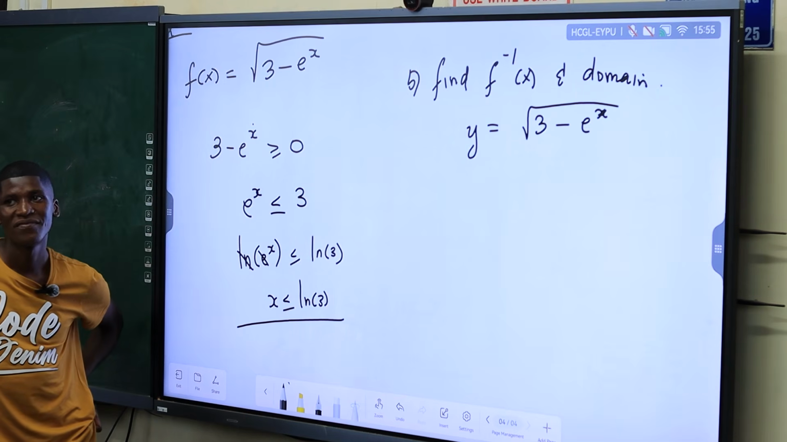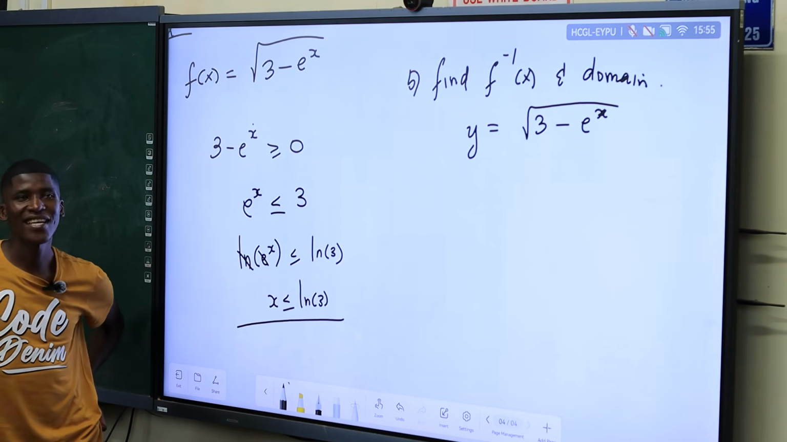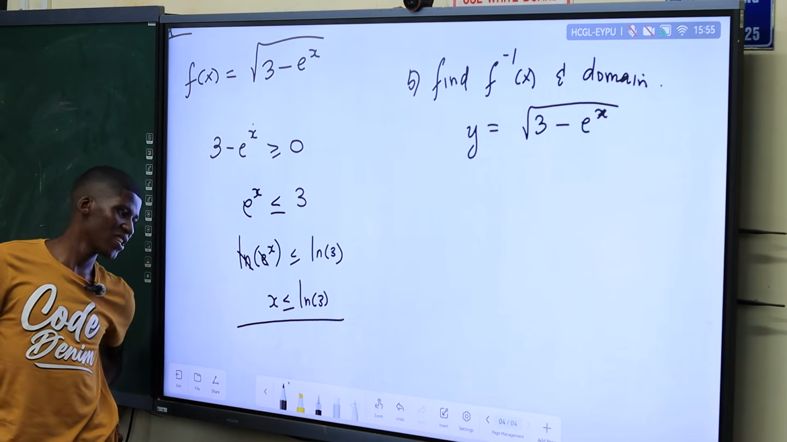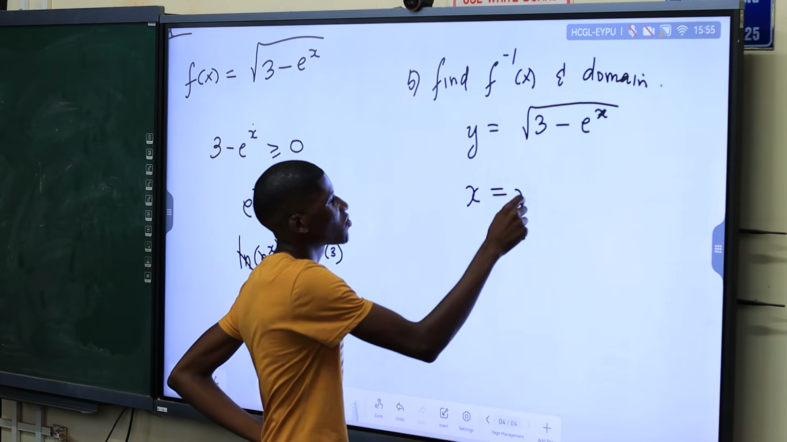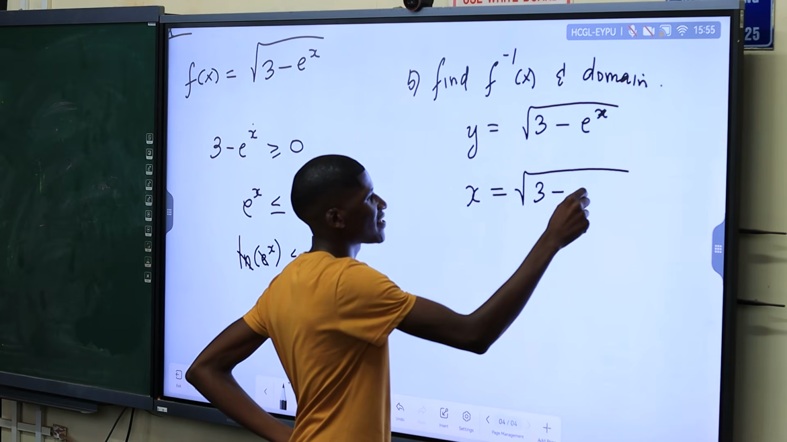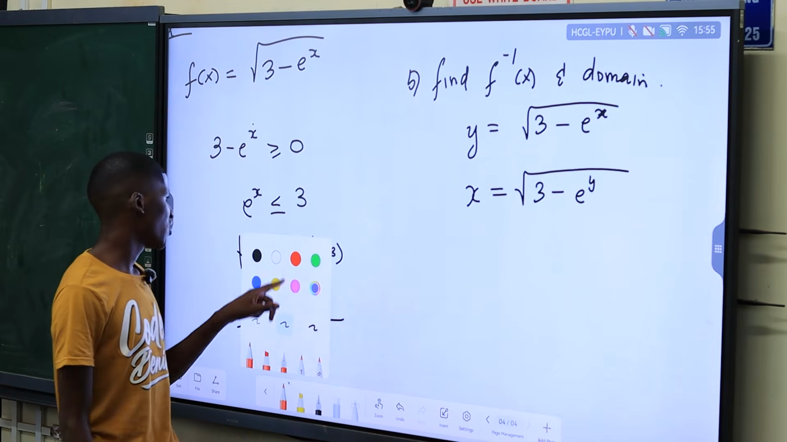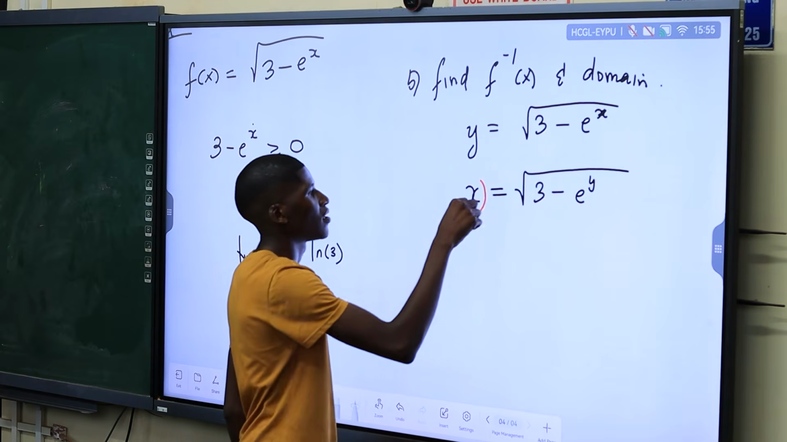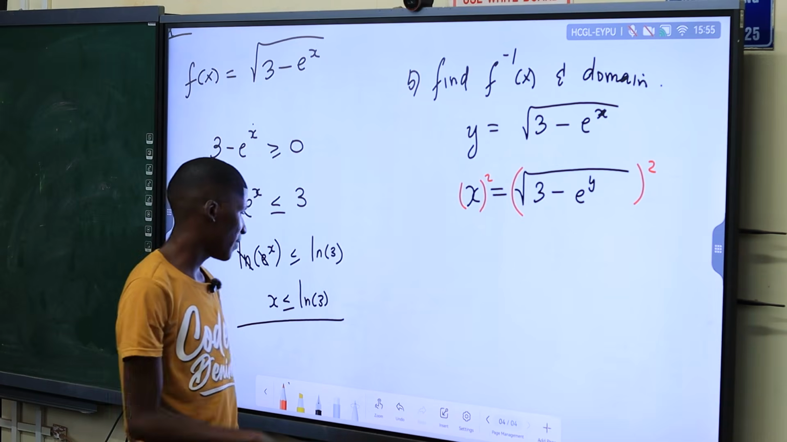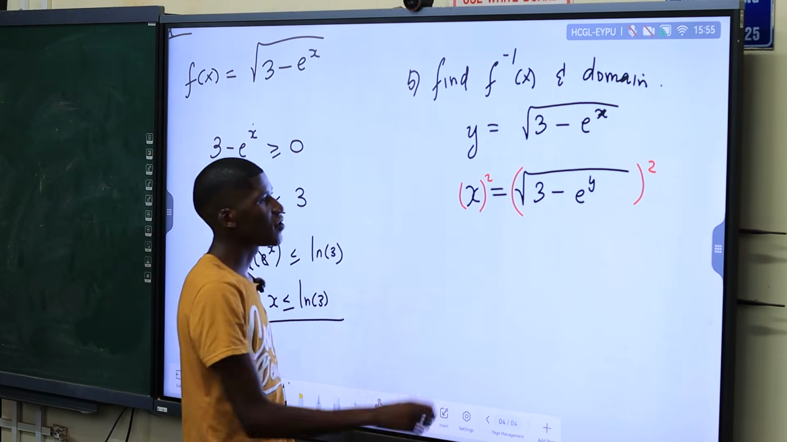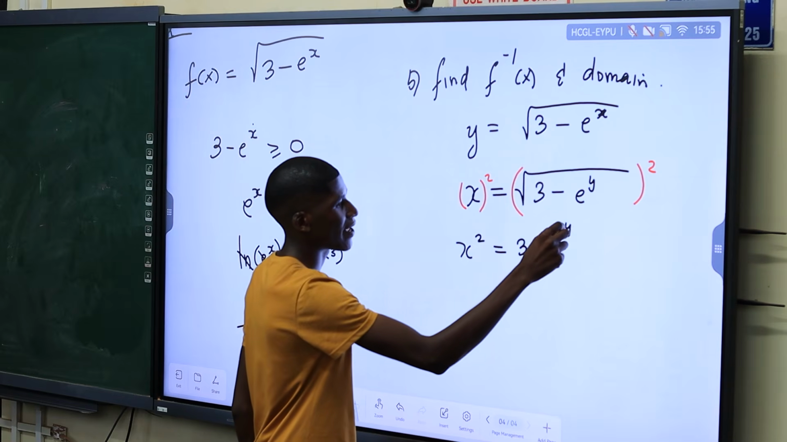We interchange x and y. So x is equal to the square root of 3 minus e to the power y. We square on both sides so that we can easily make y the subject of the formula. So this is going to be x squared is equal to 3 minus e to the power y.